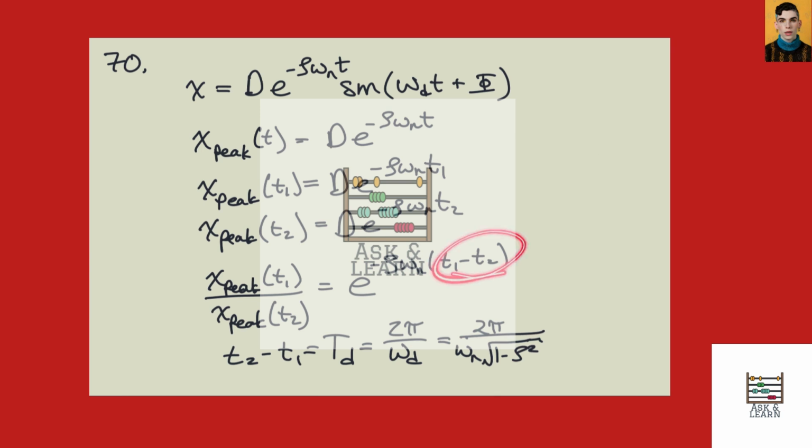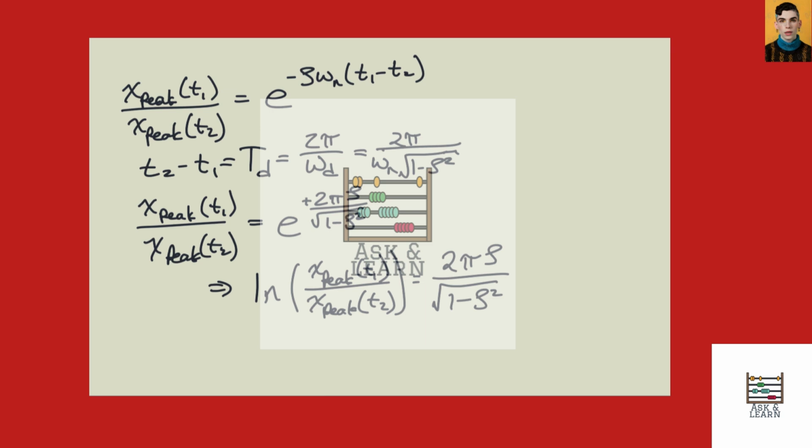So we know what this is from here, and so we take this and plug it into here, and we get this ratio of the amplitude at one peak to the amplitude at the next peak is e to the 2 pi zeta all over the square root of 1 minus zeta squared. That happens because the natural frequency cancels out when we substitute this into here.